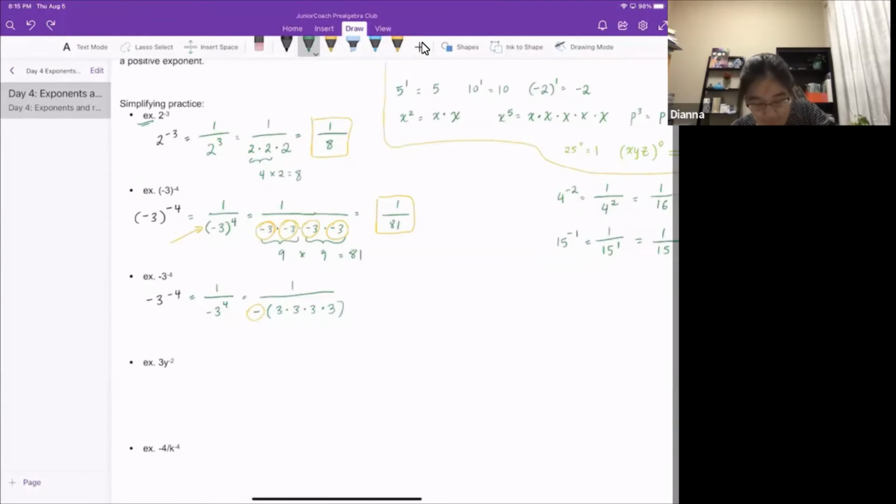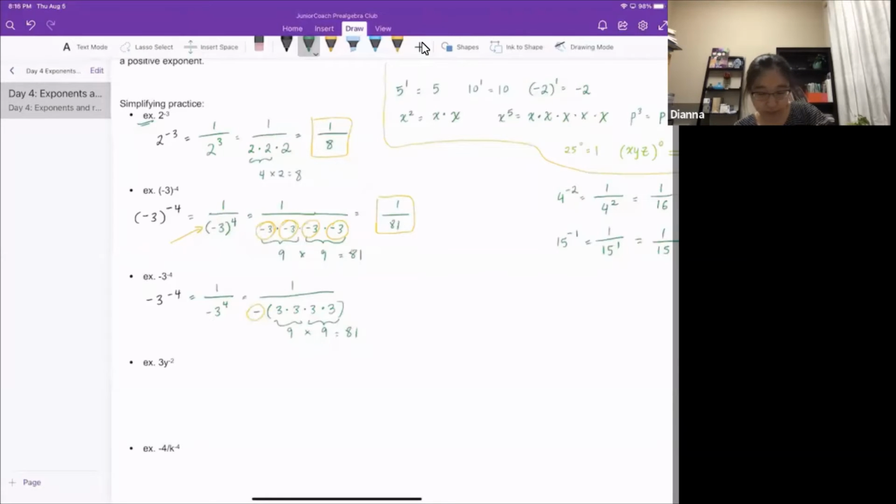So -3 times positive 3 times 3 times 3 times 3. This is going to be 9, right? 3 times 3 is 9. Another 3 times 3 is 9. So 9 times 9 is going to be 81. But we have this negative here, so remember in our final answer, we need to have that negative. So 1 over -81, or you could put the negative on the top here, but it doesn't really matter. It's the same exact thing, as long as we have it right.